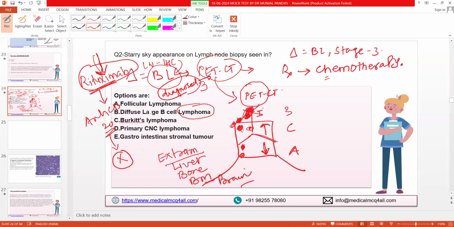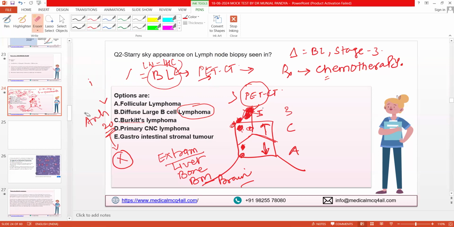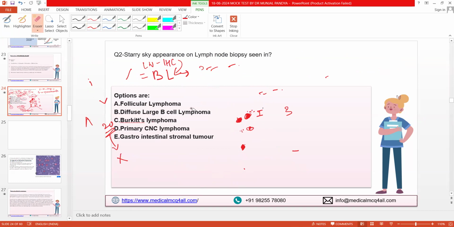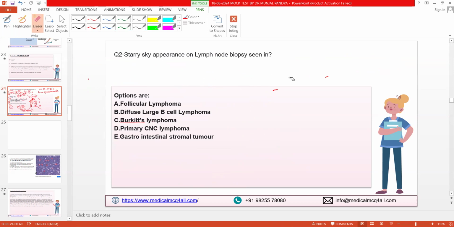Now I will tell you the second question, in the same question, right? So I'm just deleting it. So far clear, everyone? Dr. Sama, is all clear to you? Basic concepts, wonderful. So now, if I change the question, right? So this question is done. Starry sky appearance is seen in Burkitt's lymphoma, right? So these things are basics. What is the basic?